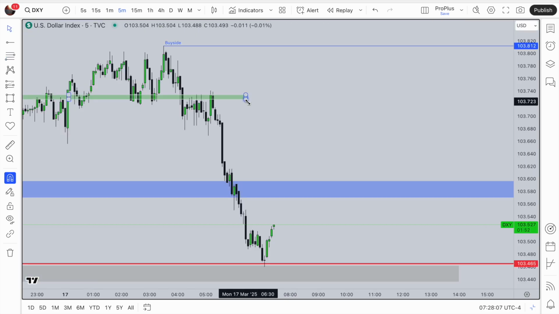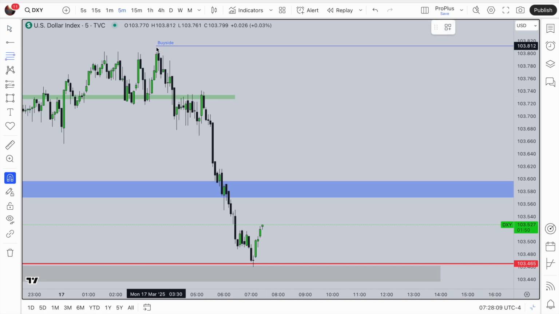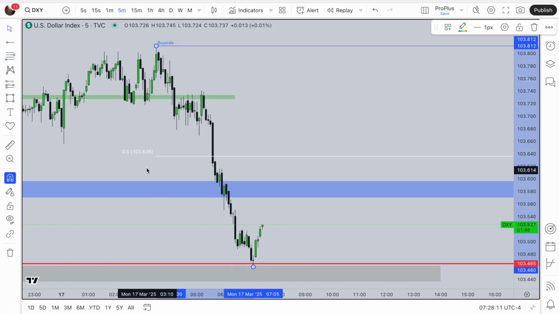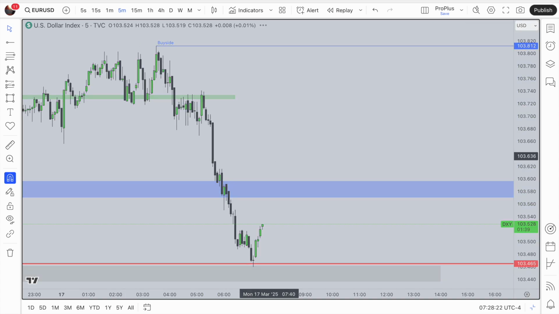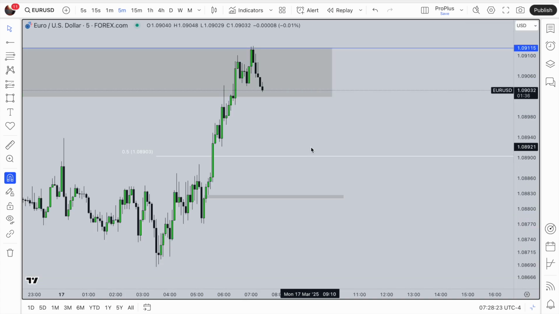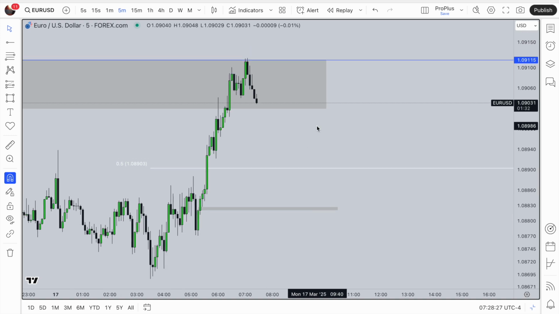And yeah, let me just do that with dollar as well. SIBI here, so probably the midpoint of the SIBI. SIBI there as well, buy side there. So that's where I think euro is going to go for now. So I'll update you guys to see if there's a trade entry.